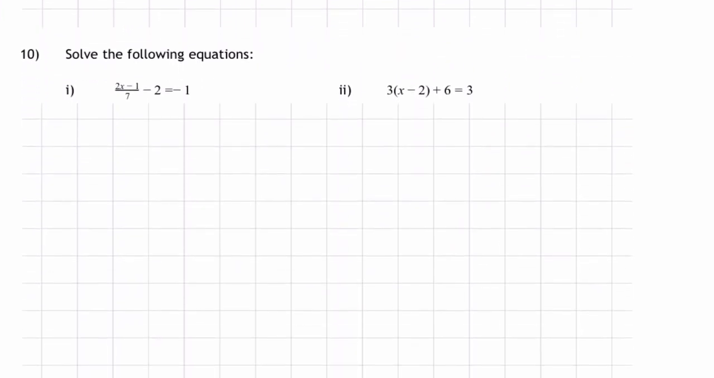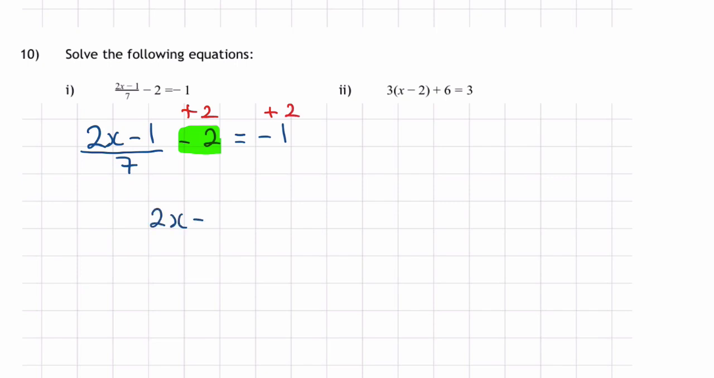Question 10, solving these equations. I'll just write it out a little bit bigger. So we've got 2x minus 1, that's over 7. We're subtracting 2 to equal negative 1. Now the first thing I need to do here is to eliminate the negative 2. So it's this negative 2 that I am eliminating first. And to do that, I've got to add 2 and add 2. When I do that, I'm going to get that 2x minus 1 over 7 is equal to 1.